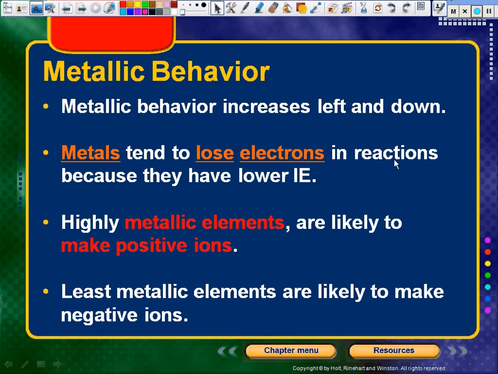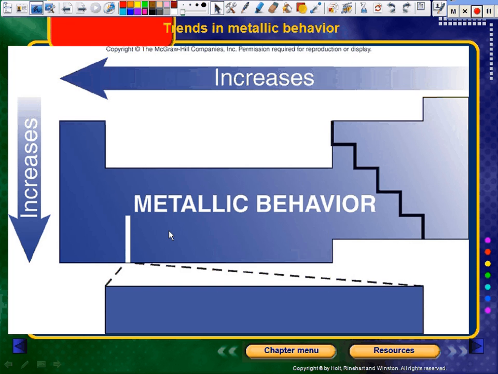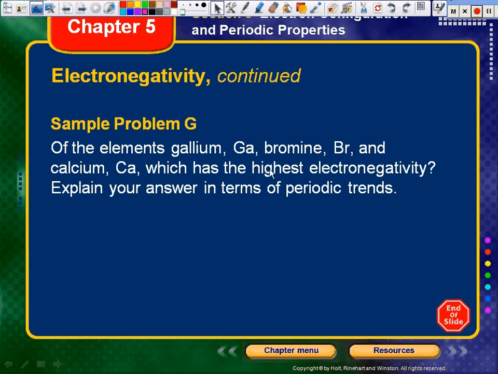And this is the last question, and we're done for the day. Predict of those 3, gallium, bromine, and calcium. Write it down. Don't yell it out loud. Write it down. Which one of those 3 will have the highest electronegativity, and then explain it in terms of periodic trends. You should have a periodic table right there in front of you. See if you can answer that question.